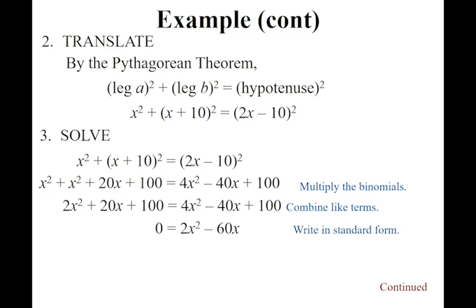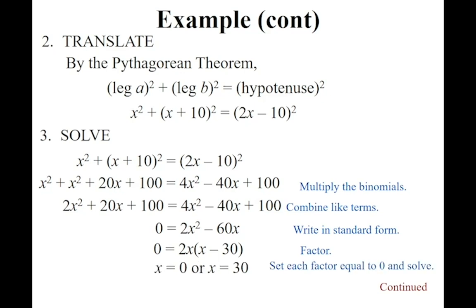That leaves us with nothing on the left. That's what we want. 4x squared minus 2x squared is 2x squared. Negative 40x minus 20x is negative 60x. And 100 minus 100 goes away. We can factor out a GCF. That would be 2x. We're left with x minus 30. That is our factored form, so set each factor equal to 0. 2x equals 0, x minus 30 equals 0. And that gives us x equals 0 and x equals 30.